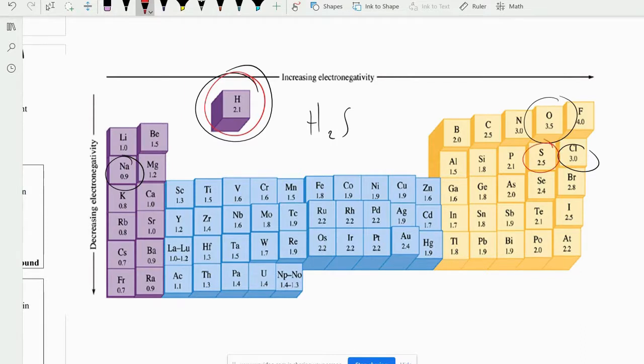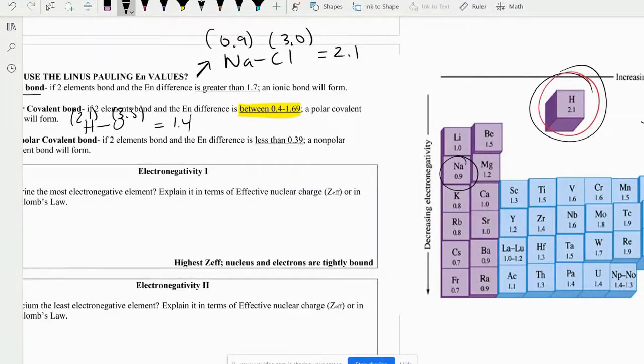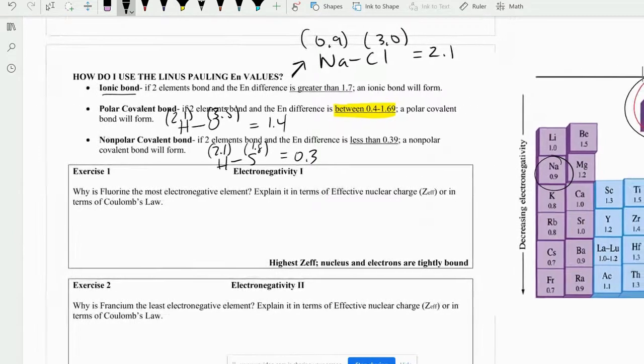You can see their electronegative values here on the table. And let's go back, put this example in our notes. And so the bond between a hydrogen and sulfur would consequently have an electronegative difference less than 0.39. And you can see here, hydrogen's got 2.1, sulfur is 1.8, and the difference between these two would be 0.3. So that's how you're going to use the Linus Pauling scale.